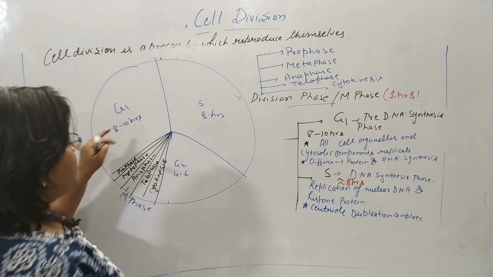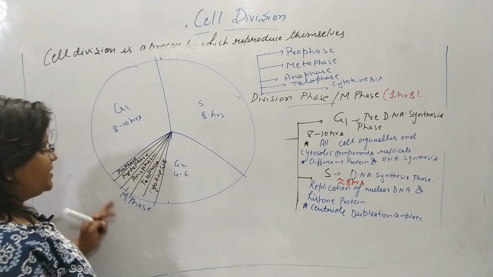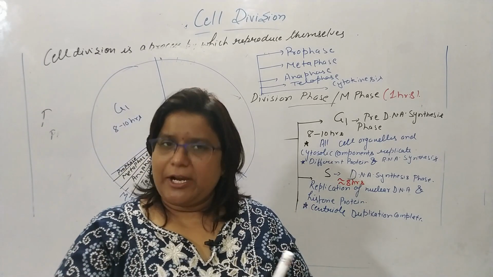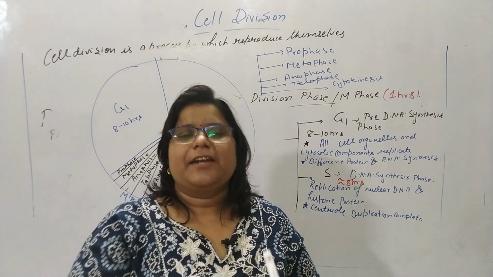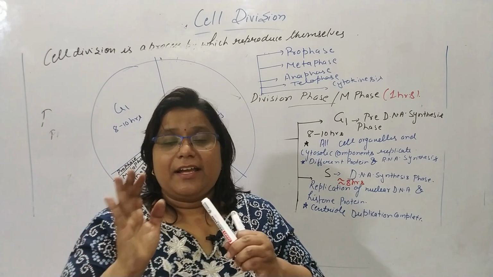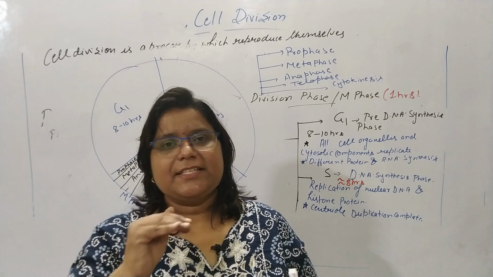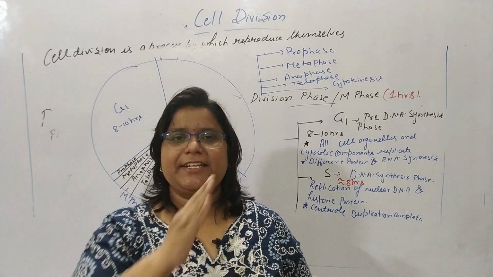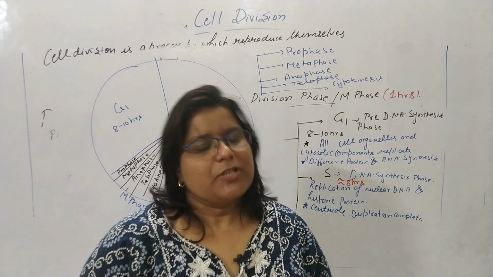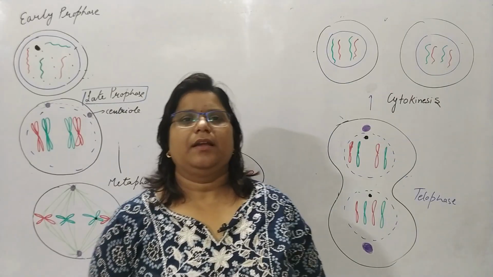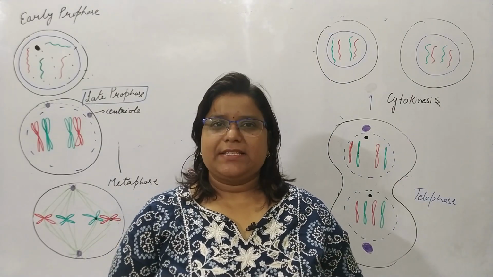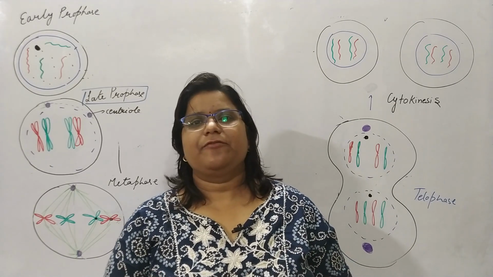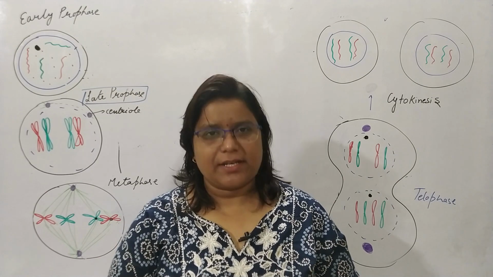This is G1, S, G2, and this is the M phase. This is full for the initial for mitosis and meiosis. Let's start with the M phase. In this M phase, we will discuss the prophase, metaphase, anaphase, telophase, and cytokinesis. So let's get started. The M phase has different phases: prophase, metaphase, anaphase, telophase, and finally cytokinesis.